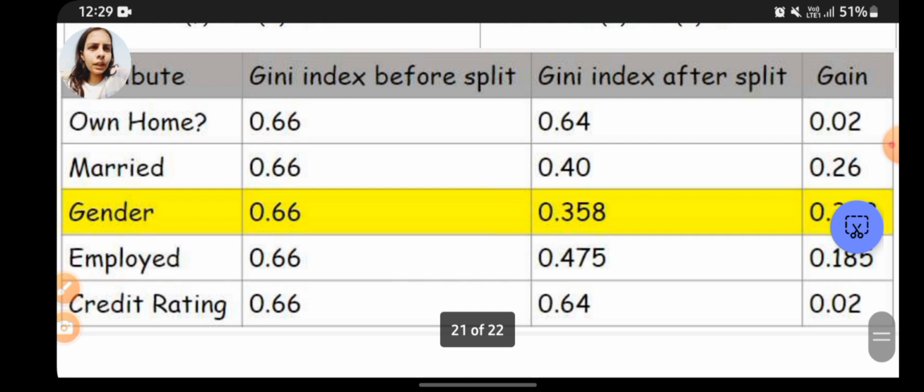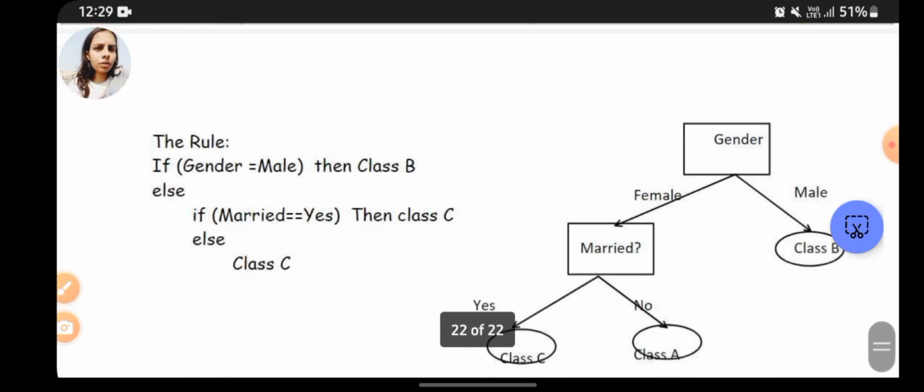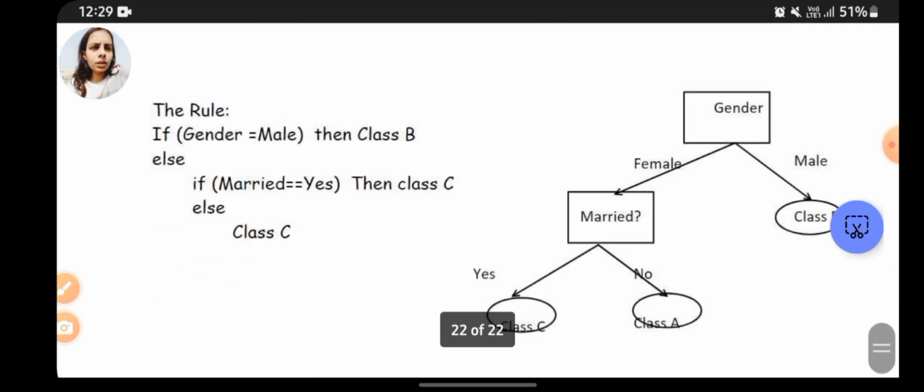Now this is the Gini index before splitting, the Gini index after the split, and the gain. Before the split we have 0.66, after the split we have 0.358, and the gain is 0.302. So this is another decision tree: if gender is equal to male, then class B, else.